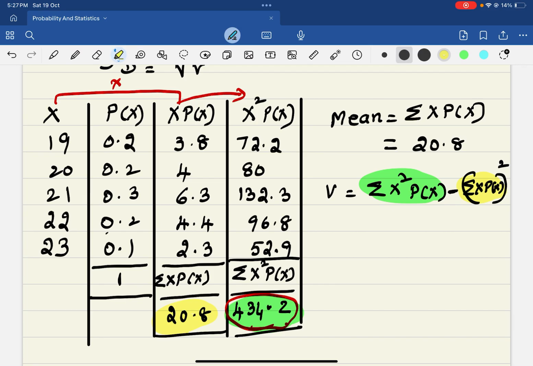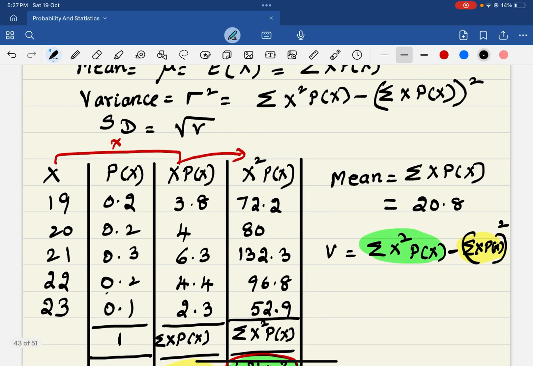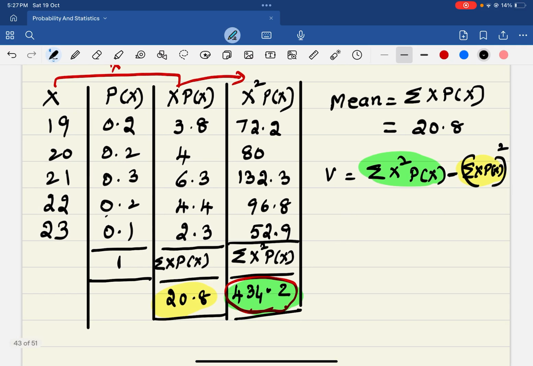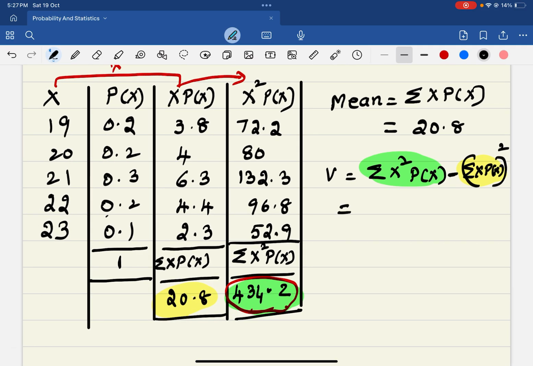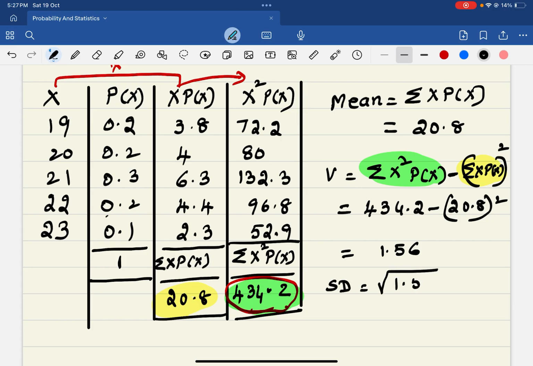So many students make mistakes here, because they won't take this properly. So the variance is given by sigma x square p of x minus sigma x p of x the whole square, and that is given by 434.2 minus 20.8 the whole square. When you do this, let us use the calculator here, this 20.8 the whole square, and that gives you 1.56. So the standard deviation is the square root of 1.56, and that gives you the value 1.2489.